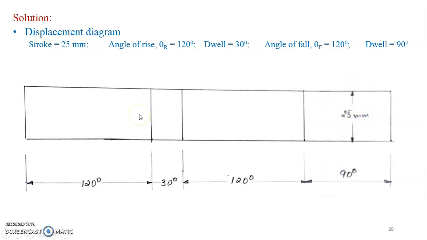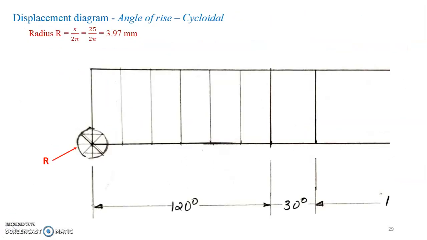Now let us concentrate on the angle of rise, which follows the cycloidal motion. I'm going to first draw this. First we are going to see how to draw the displacement diagram for the angle of rise portion, which is cycloidal. In cycloidal you are supposed to draw a circle at this particular corner. The radius of that is given by s by 2 pi, where s is the stroke length of this problem, which is 25 mm, divided by 2 into pi, which gives me 3.97 mm.